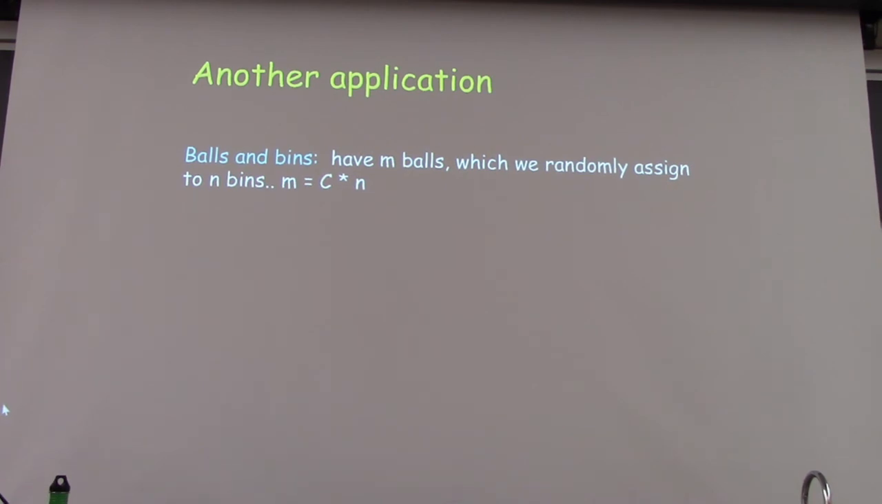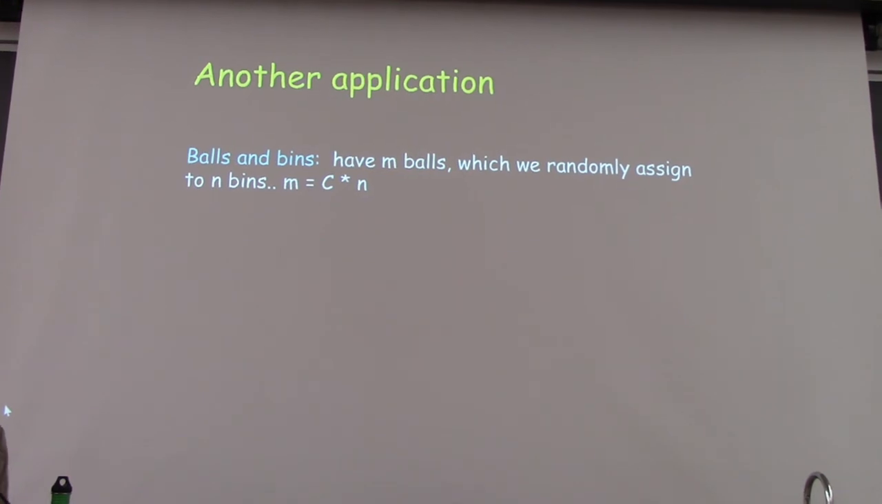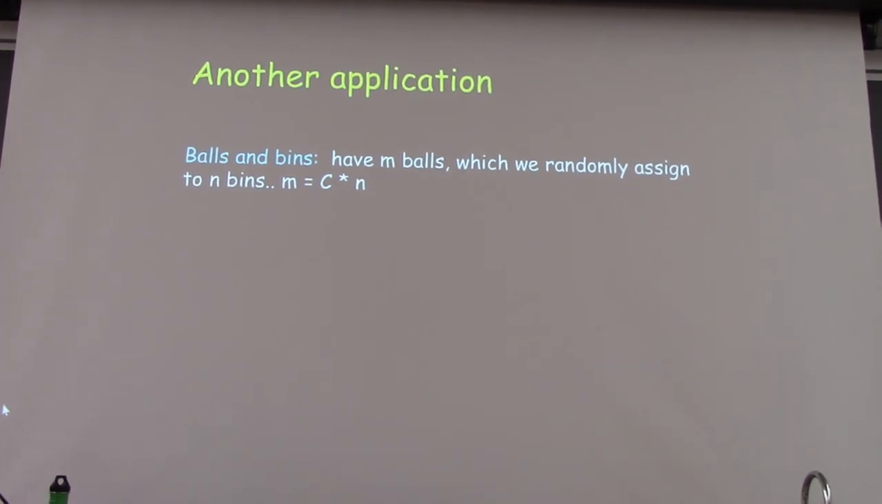Yeah, so let's do this application also, because we saw balls and bins last time while it's still fresh. So let's look at this other simple setting. So suppose now you have m balls and n bins, and think of m as being a multiple of n. So think of m as being c times n. So c, think of it as some constant, 100 or something.